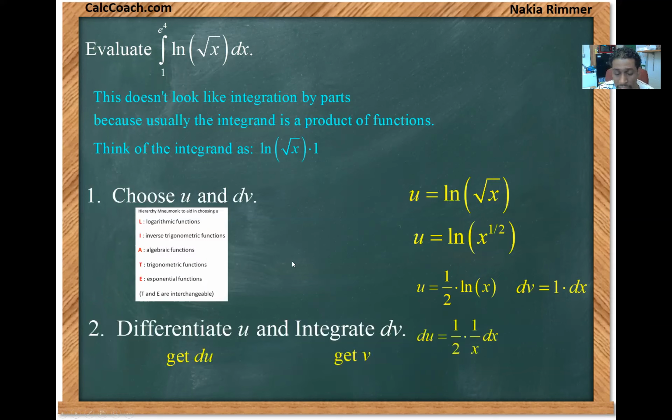The reason why you want to take the derivative is you want to get du, and then for the other part, that would be dv. And so 1 dx is what dv is, and then you take the integral of that part to get v. And so v is equal to x, and dv came from dv being 1 dx. So we have all the parts for integration by parts. Now we have to put them together. Let's do that on the next slide.